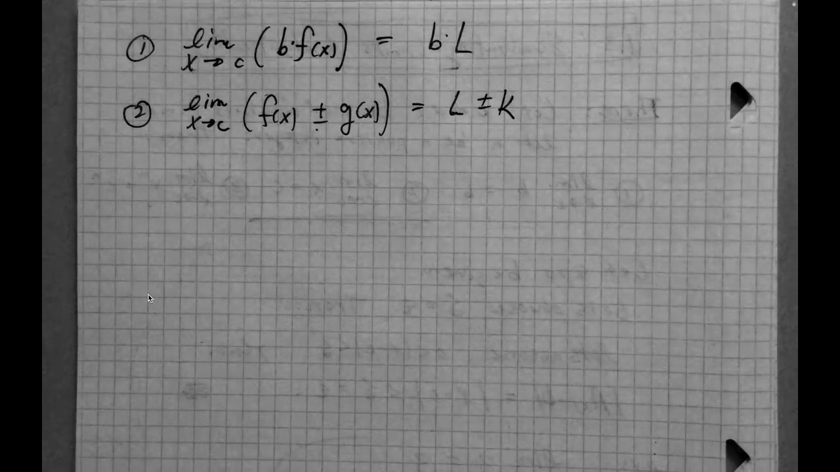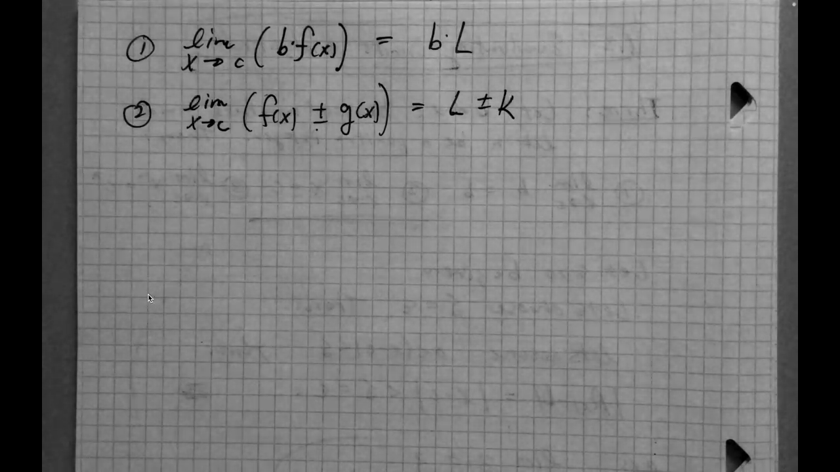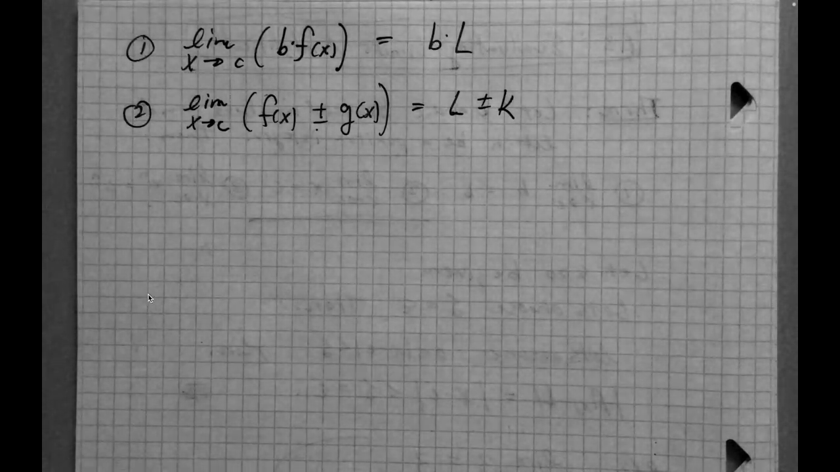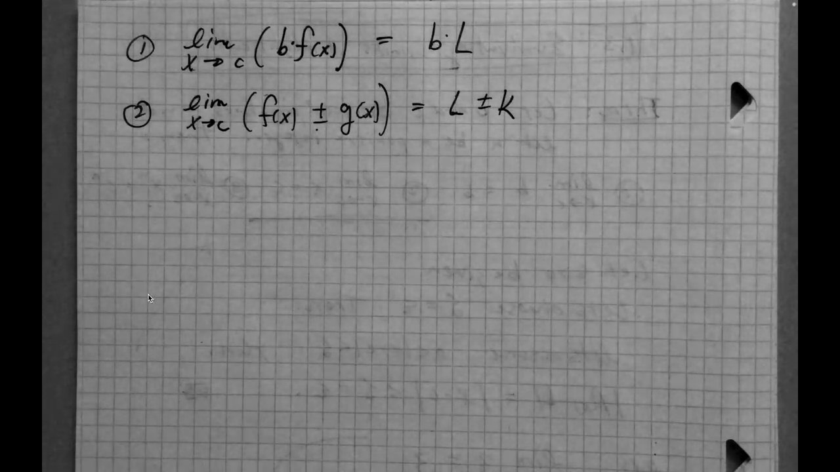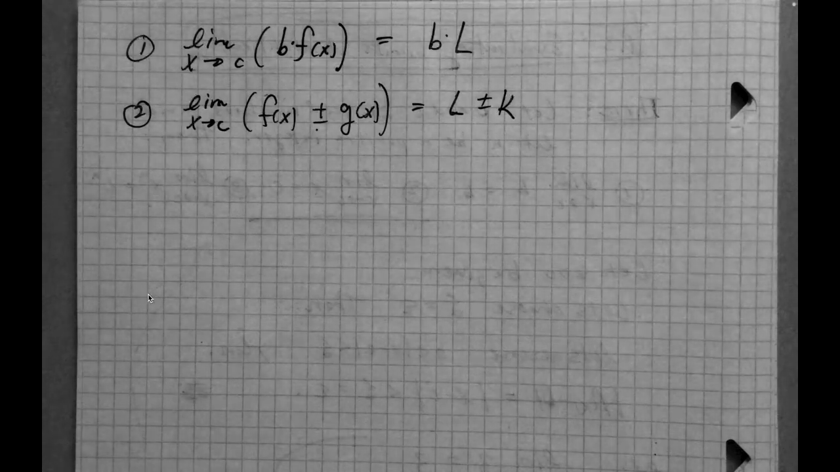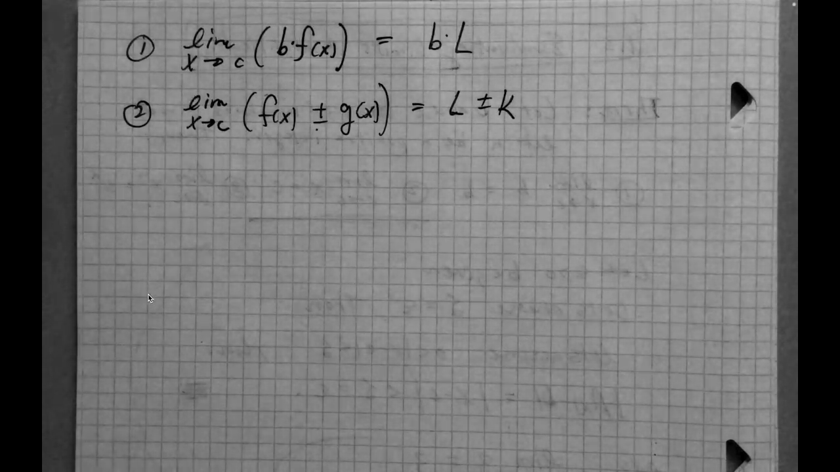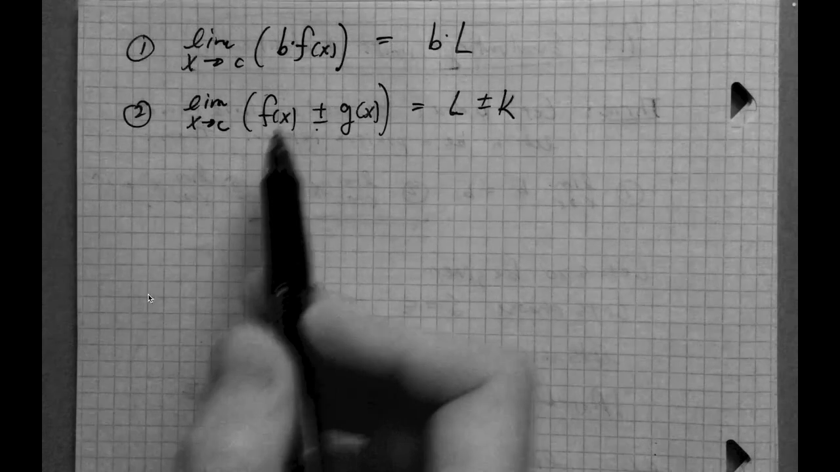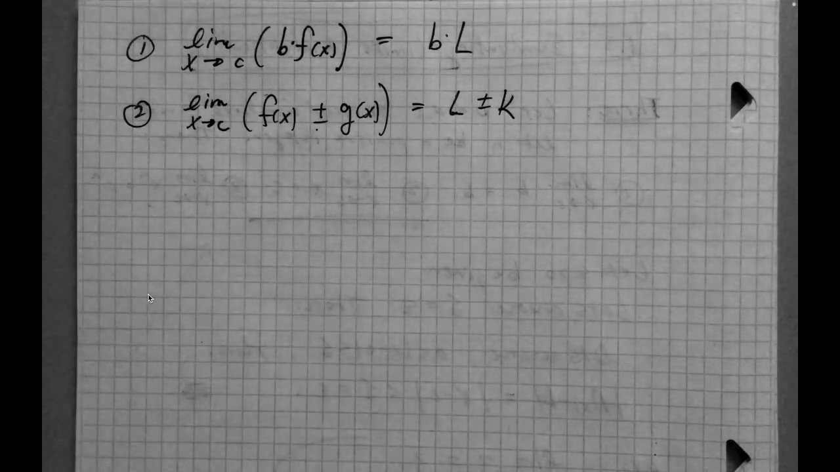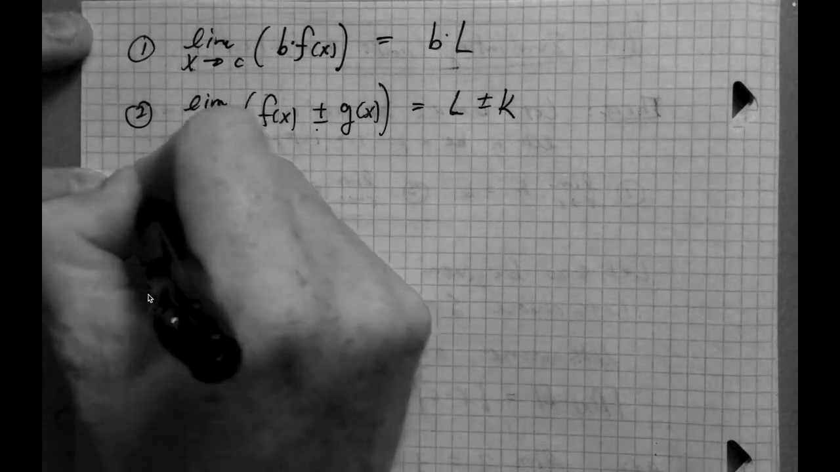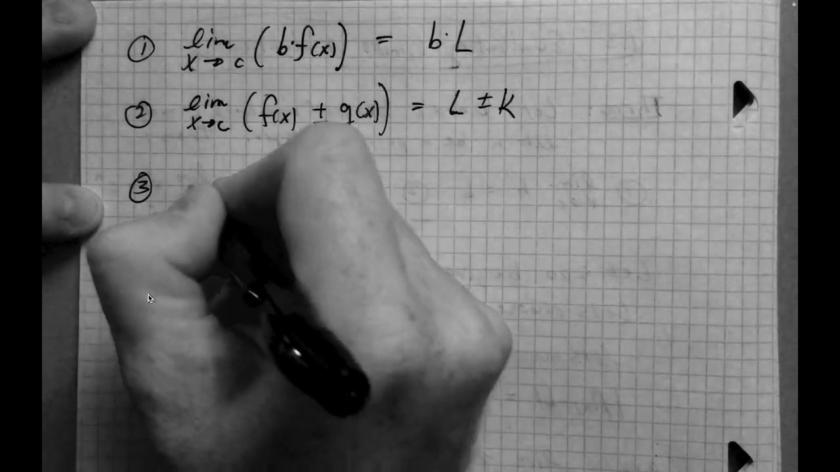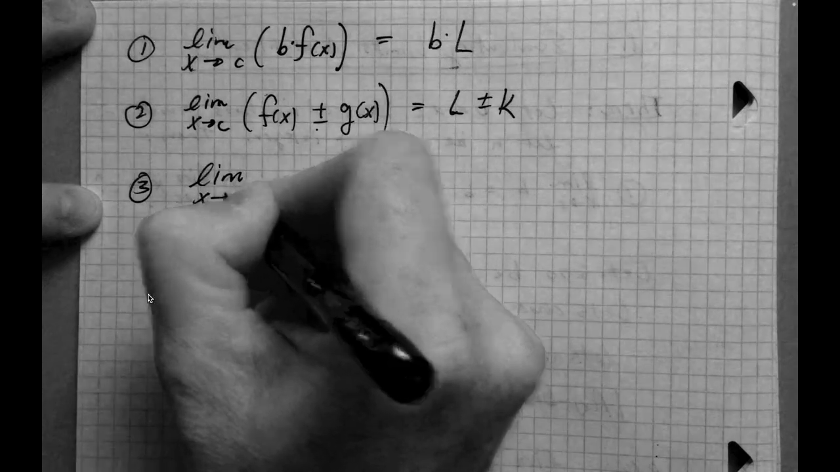So if it's f of x plus g of x, then that limit is L plus K. If it's f of x minus g of x, then that limit is L minus K. Very nice. So you can see already we're building up the machinery to look at polynomials. Let's talk about the ratio. What does that look like?